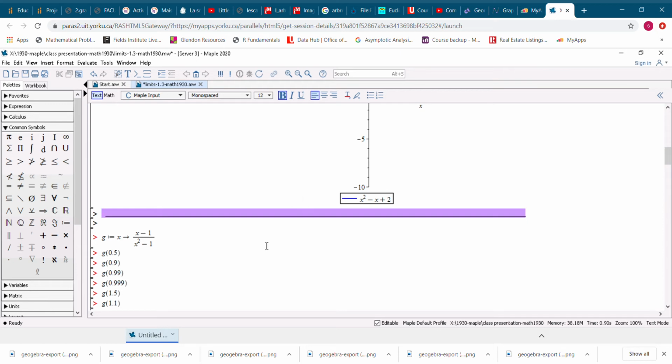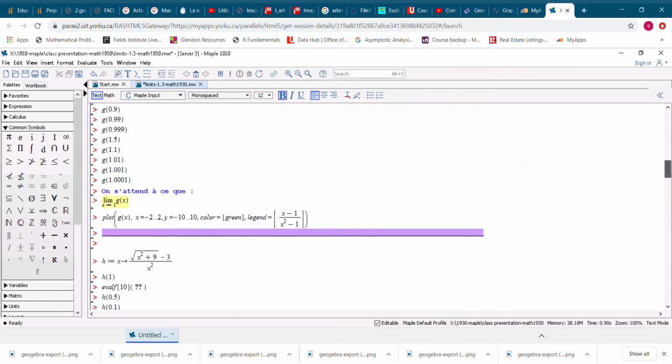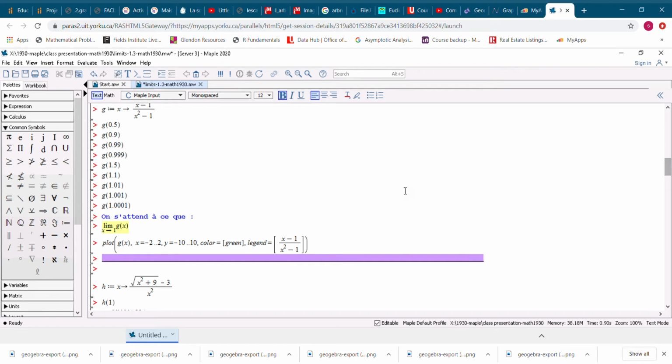But with this other function, there is a problem at x equal 1 and minus 1. So it is interesting to explore how the function is behaving as x is approaching 1 or minus 1. Let's look at the limit when x is approaching 1.